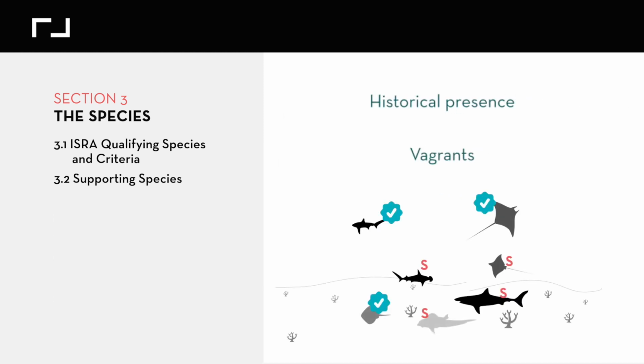Species that occurred historically but that no longer occur, or vagrants that do not normally occur in a habitat within the area, are not considered as qualifying or supporting species.